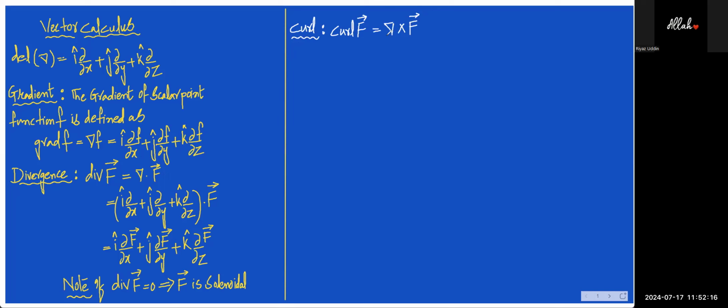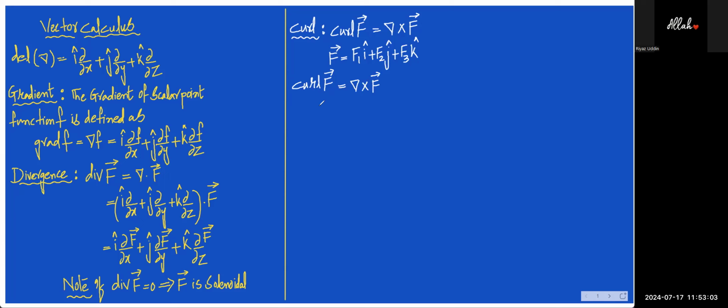And again, f may be anything that will be given in our question. For example, suppose our f value is f1 i cap plus f2 j cap plus f3 k cap, which is given in our question, but I am assuming just one value here. Suppose this is your value of f, then curl f means we have to do del cross f.